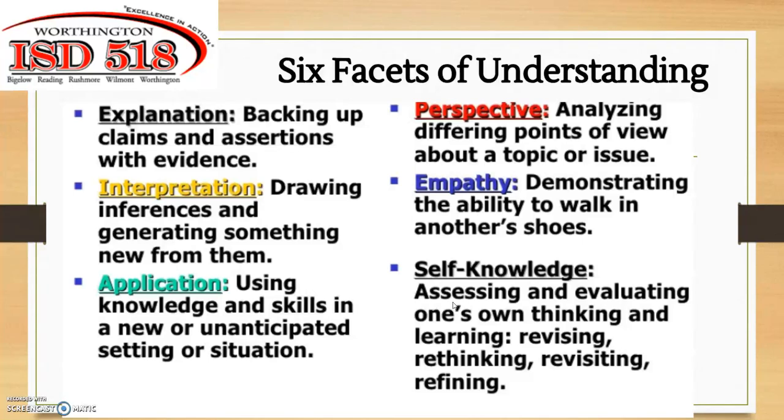So when you break it down, understanding by design really says that there are 6 different facets to really show that a student understands something. If we look at the first one, explanation. This is really just the students explaining how they found their answer. If they're talking about a math problem, can the students explain how they came to their answer? Can the students explain the functions of a cell rather than just labeling the parts of the cell?